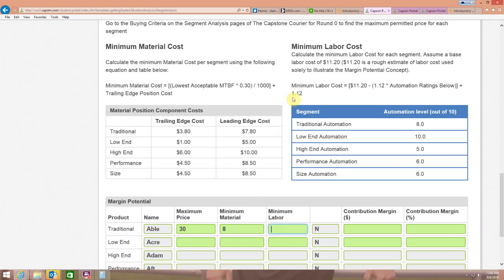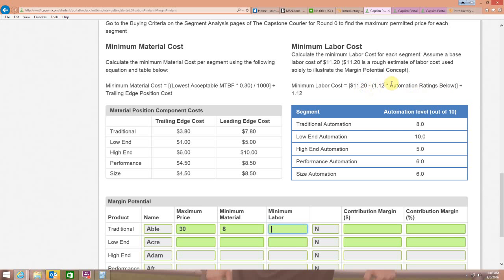Okay, then I got to calculate my minimum labor cost. So calculate the minimum labor cost for each segment. Assume a base labor cost of $11.20. It's a rough estimate of labor cost used solely to illustrate the margin potential concept. So minimum labor cost is equal to $11.20 minus 1.12 times the automation ratings below plus 1.12.